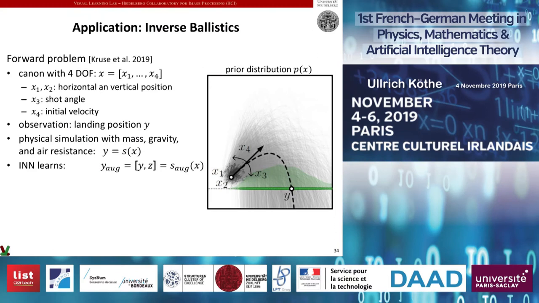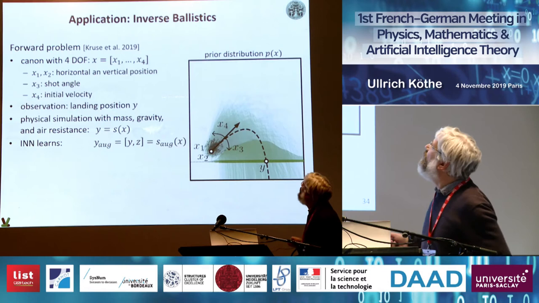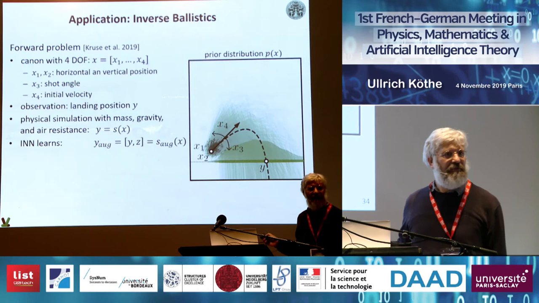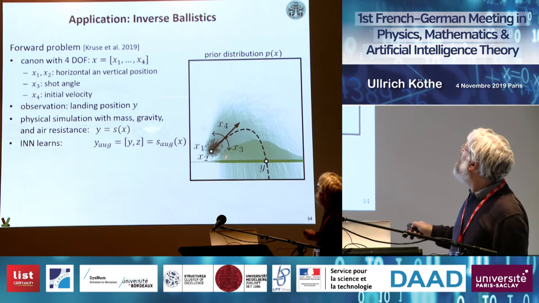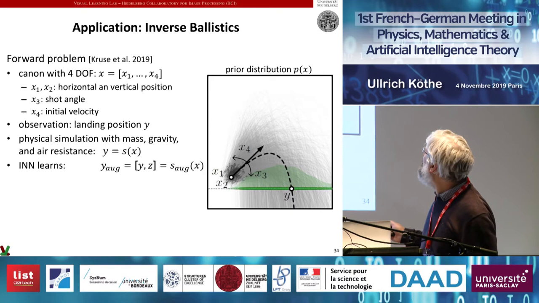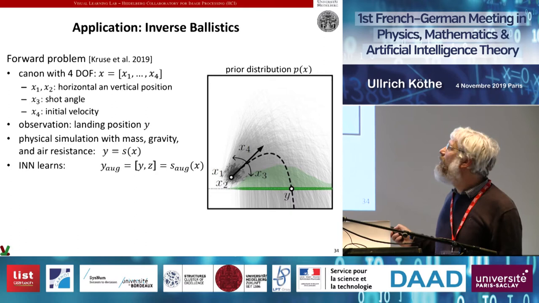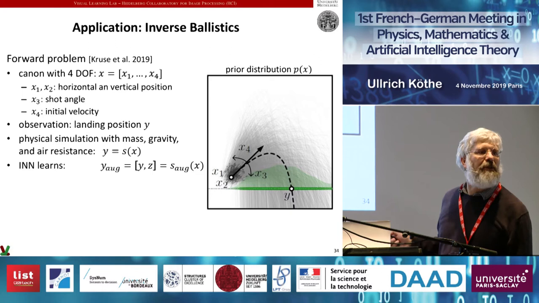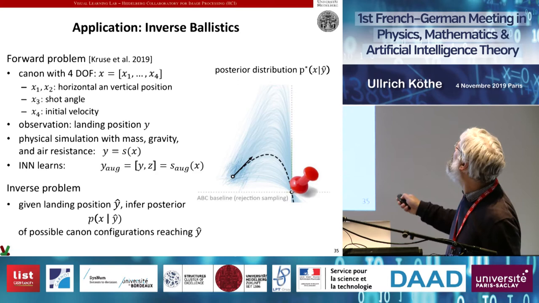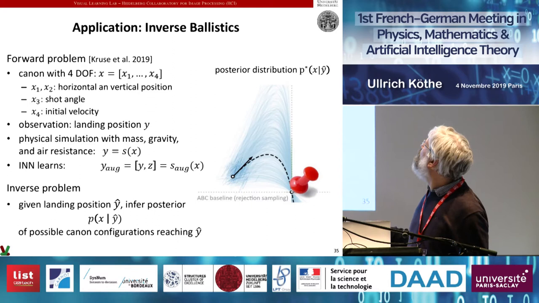Yeah, another example. This is also a four-dimensional problem where we have a little cannon, and the cannon has a position, a shooting angle, and an initial velocity. And then the forward process simulates the trajectory of the cannonball using gravity and air friction. And we are interested in the point Y where the cannonball hits the ground. So in this case, Y is only one dimensional, so Z must be three dimensional. And the principle is exactly the same. So we fix some point on the ground where the ball should land and then try to learn the posterior distribution of cannon parametrization to exactly hit this point.